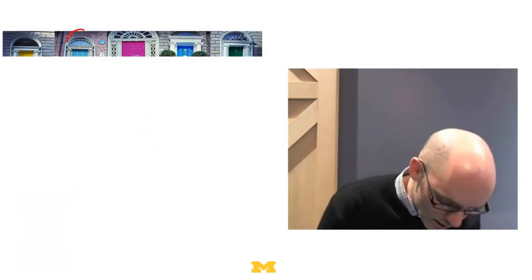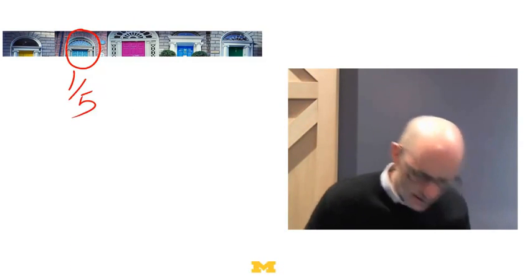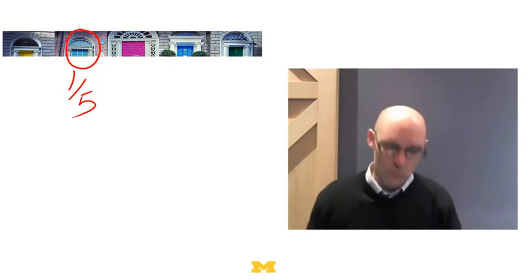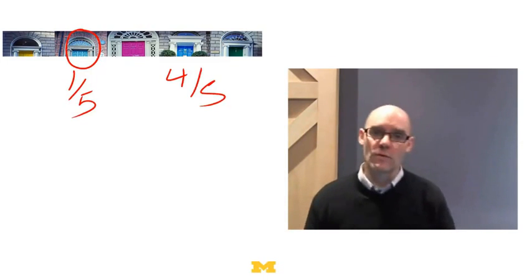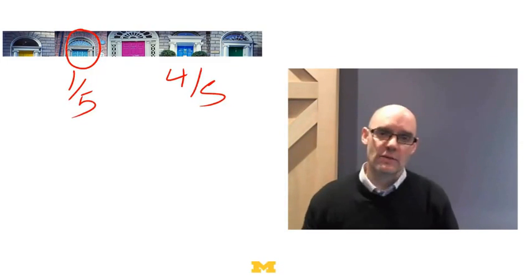Let's suppose you pick this light blue door. The probability you're correct is 1/5, right? One of the doors has a prize. So the probability you're not correct is 4/5. There's a 1/5 chance you're correct, and a 4/5 chance you're not correct.